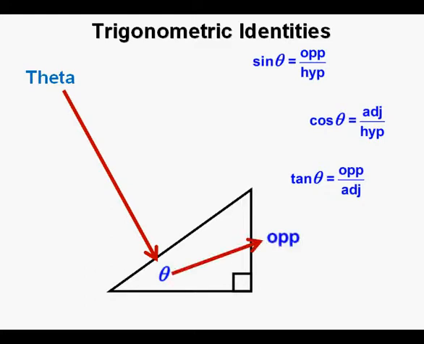Relative to this angle, the opposite side is the other side of the right triangle. And of the remaining 2 sides, the short side, in this case at the bottom of the triangle, is the adjacent side, abbreviated ADJ. And the remaining side, the longest side, the hypotenuse, is labeled HYP.